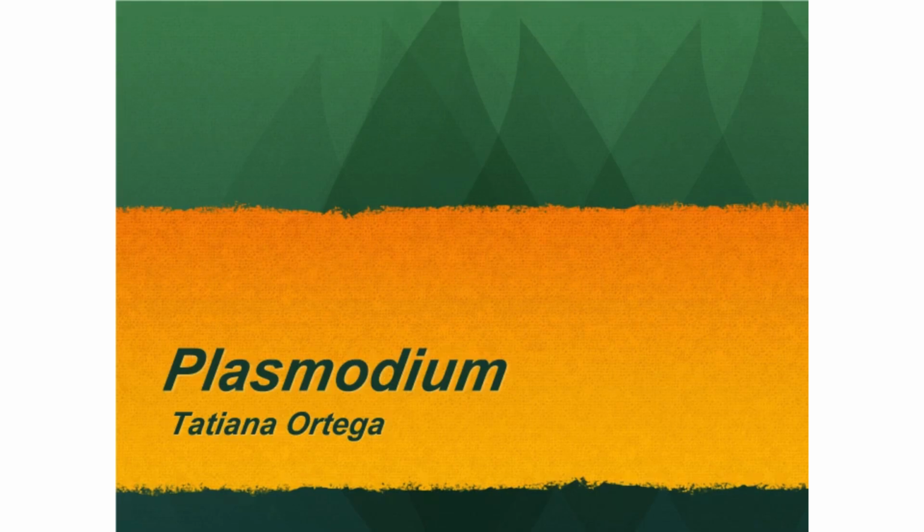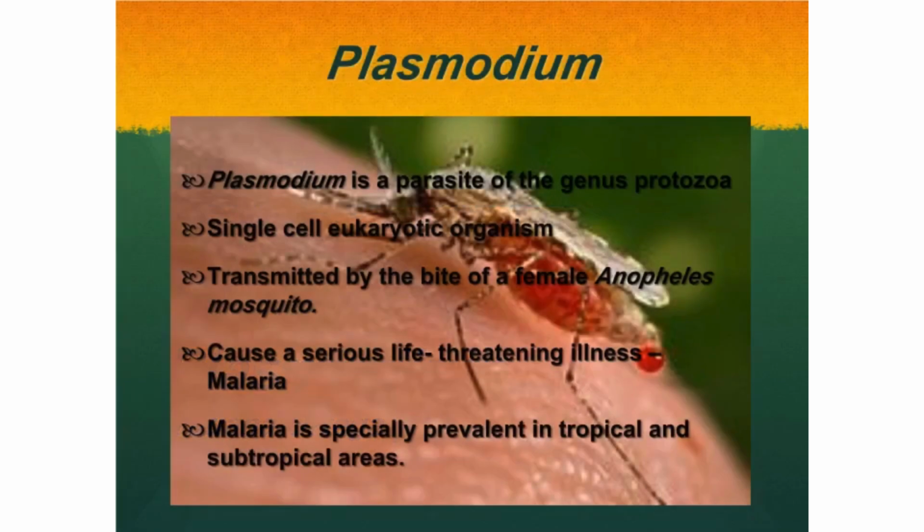Plasmodium. Plasmodium is a parasite, a type of eukaryotic single-celled organism of the genus Protozoa, which is transmitted by the bite of an infected female Anopheles mosquito, causing a serious life-threatening disease called malaria. Malaria is especially prevalent in tropical and subtropical areas.